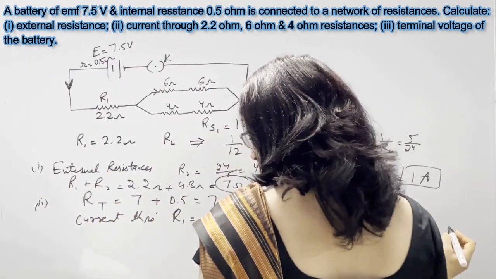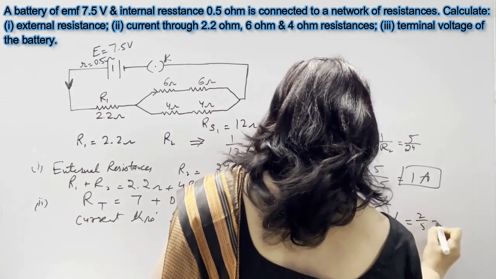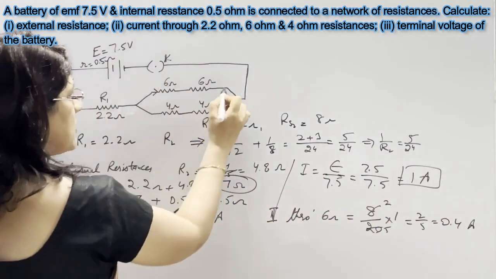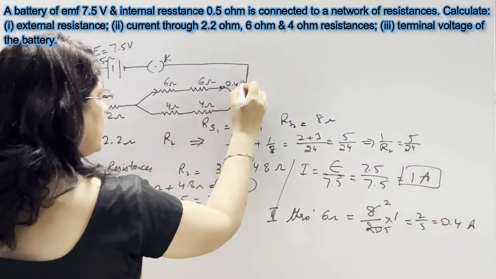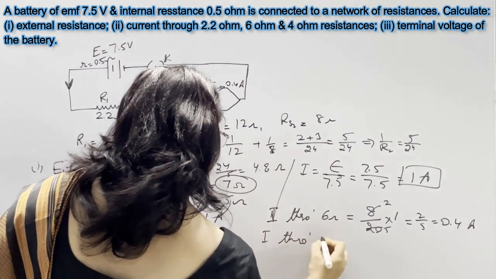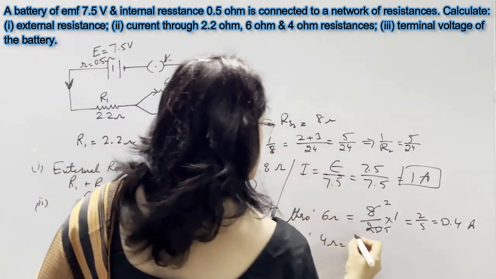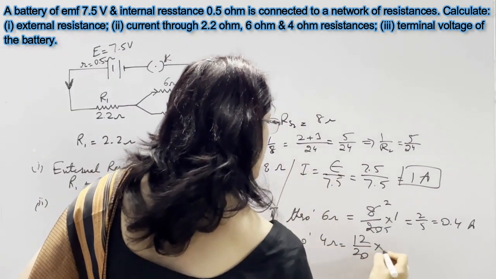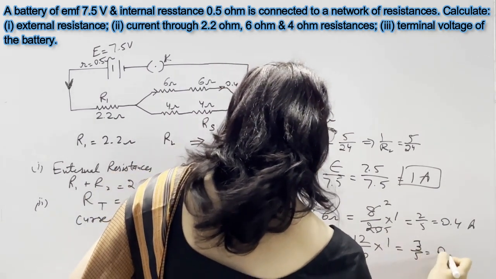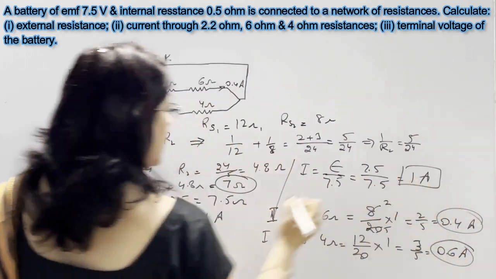It means the answer is 2 upon 5, or you can say 0.4 ampere. So current through 6 ohm is 0.4 ampere. Now similarly, current through 4 ohm is the other series combination. It means 6 plus 6 is 12 divided by total 20, and then total current is I. It means 3 upon 5, 0.6 ampere, 0.4 ampere and 1 ampere.